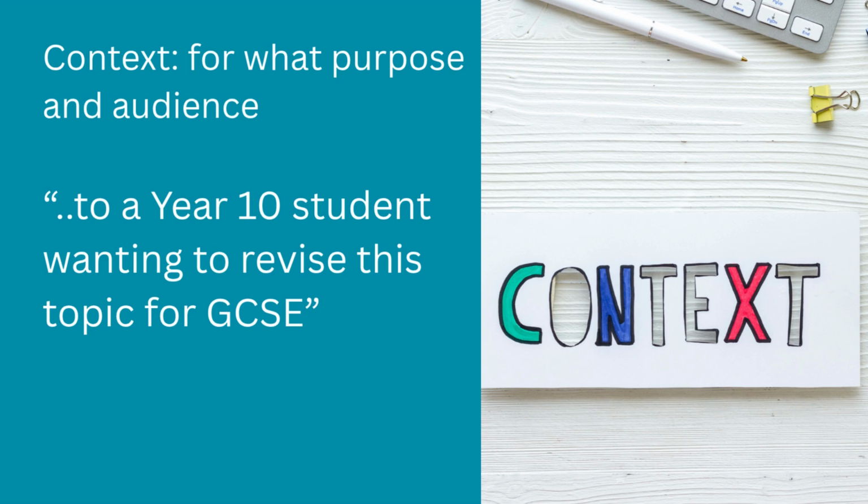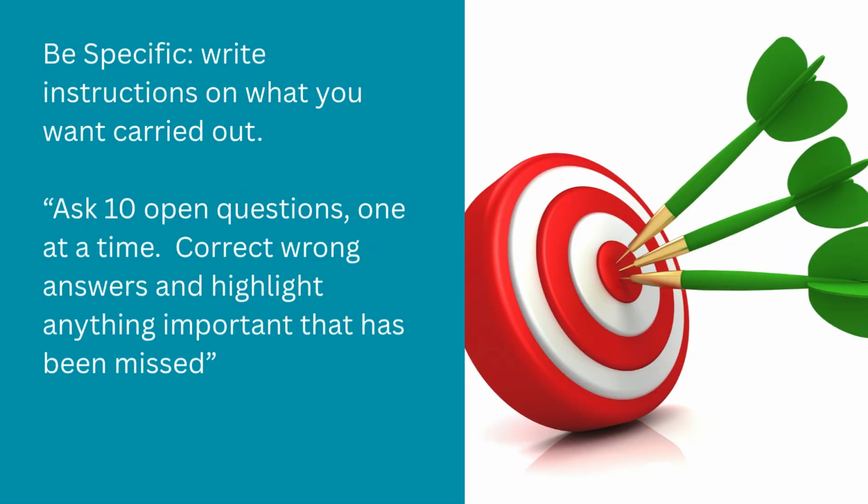And then finally, you need to try and be as specific as you can. So this is really giving the detailed instructions on what you want to be carried out. So in this case, we want the chatbot to come up with 10 open questions, asking one at a time, correcting any wrong answers that are written down and highlighting anything important that's been missed in the responses.